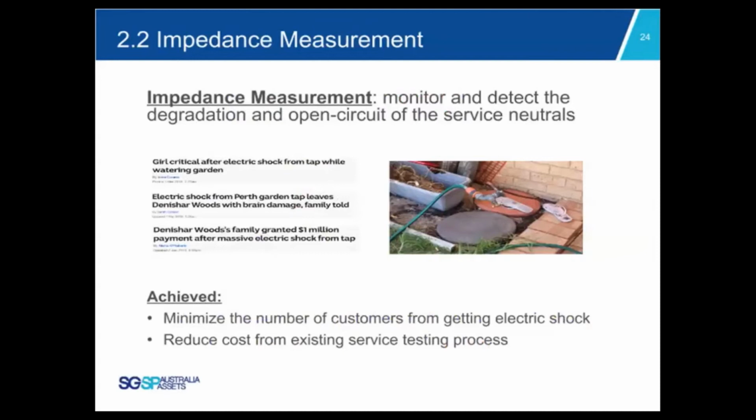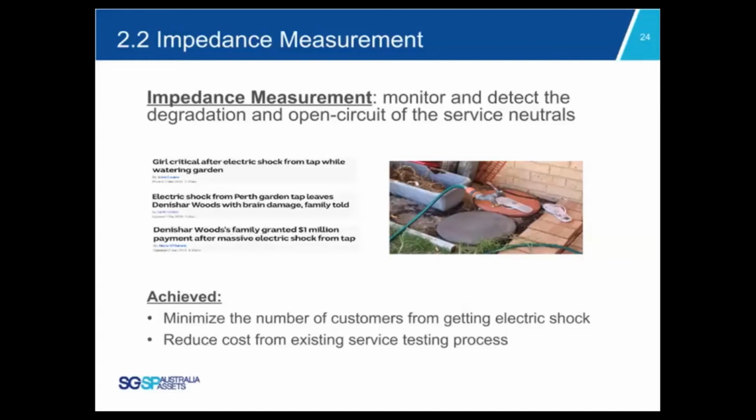Here's a tragic story that happened in Perth, Western Australia. A young girl got a massive electric shock by touching a water tap in the front yard. The cause of the shock was a neutral conductor melted after prolonged heating. This tragedy shouldn't happen if proactive detection or monitoring of the service neutral is in place. An important lesson for utility companies: we should always detect and repair the problems before customers report any electric shock to us. It matches our slogan, safety always comes first.